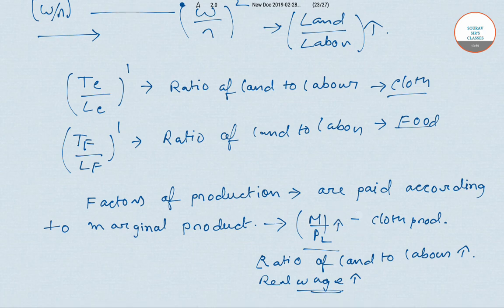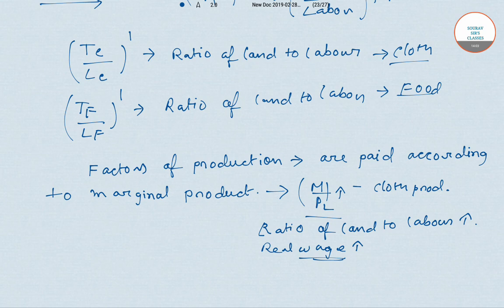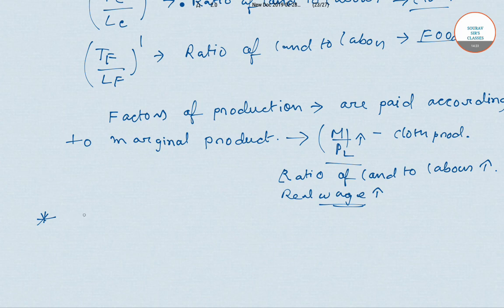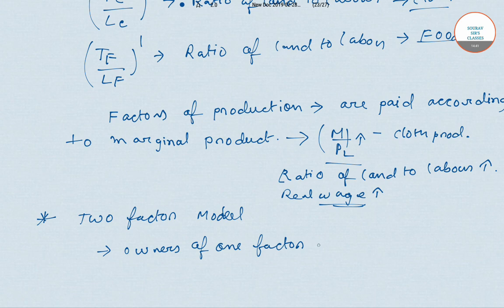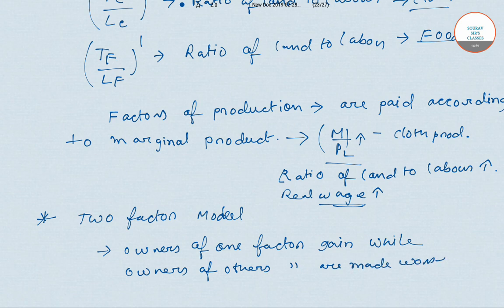Thus, in a two-factor model, as in the Ricardian specific factors case, a change in relative price of good has a strong and noticeable effect. Change in PC by PF leads to such a marked change in distribution of income that owners of one factor gain while owners of other factors are made worse off. So what is our take from here? In the two-factor Stolper-Samuelson model, owners of one factor gain while owners of the other factor are made worse off.